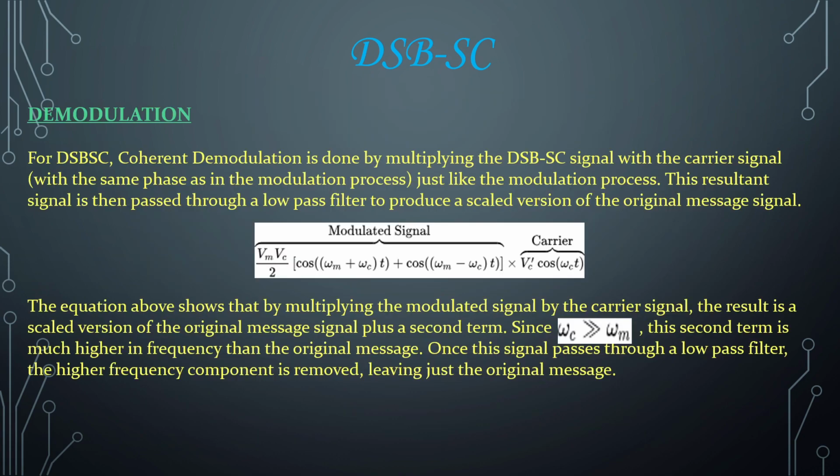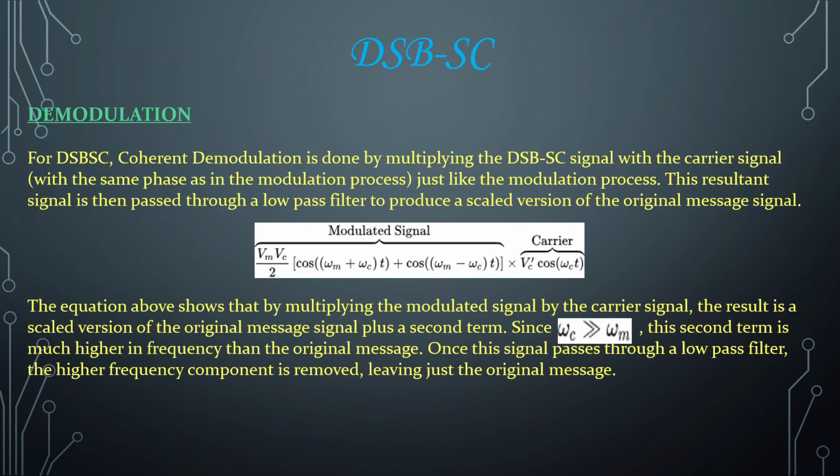Now we come to the demodulation of DSB-SC. For DSB-SC, coherent demodulation is done by multiplying the DSB-SC signal with a carrier signal with the same phase as in the modulation process, just like the modulation process. The resultant signal is then passed through a low-pass filter to produce a scaled version of the original message signal.